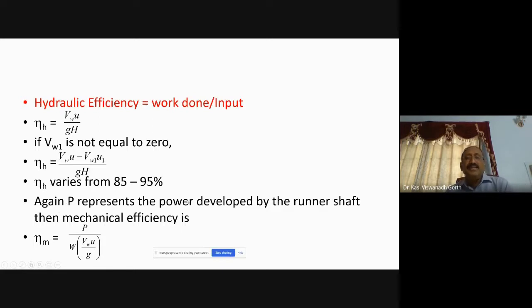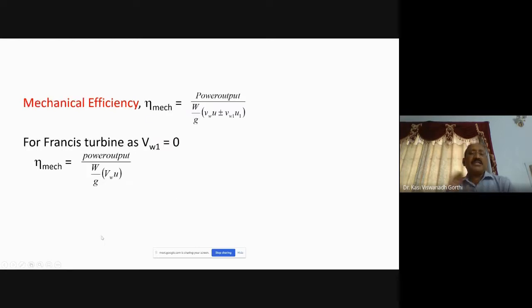Again, P represents the power developed by the runner shaft. Then the mechanical efficiency will be the power which is taken out, that means the power obtained, divided by the power which has been produced. So W into VWU by G is the power produced and P the power obtained, the mechanical efficiency given by this expression: power output divided by W by G into (VWU plus or minus VW1 U1), in any case in a very generic form. If VW1 equal to 0 for a modern Francis turbine, then you have power output divided by W by G into VWU.